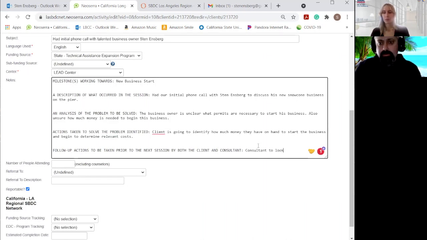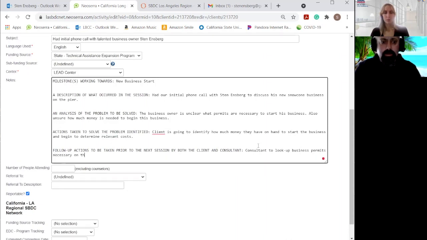Consultant to look up business permits necessary on the pier in Hermosa. Client to begin spelling correctly and filling in financial template for business startup costs. So we've kind of determined what is the goal with this client, with the milestone we're working towards. And this could stay, in my opinion, if this client is pre-venture, that milestone is going to stay there until they start. That's forever going to be our goal.